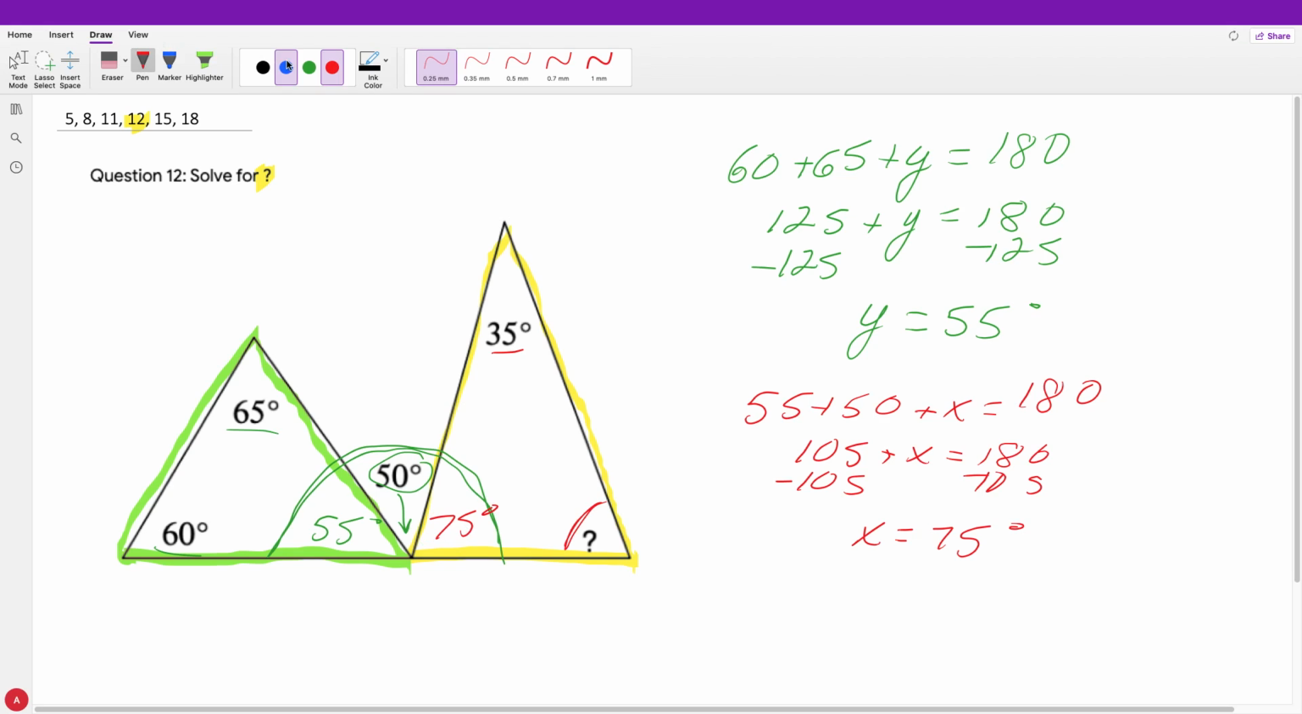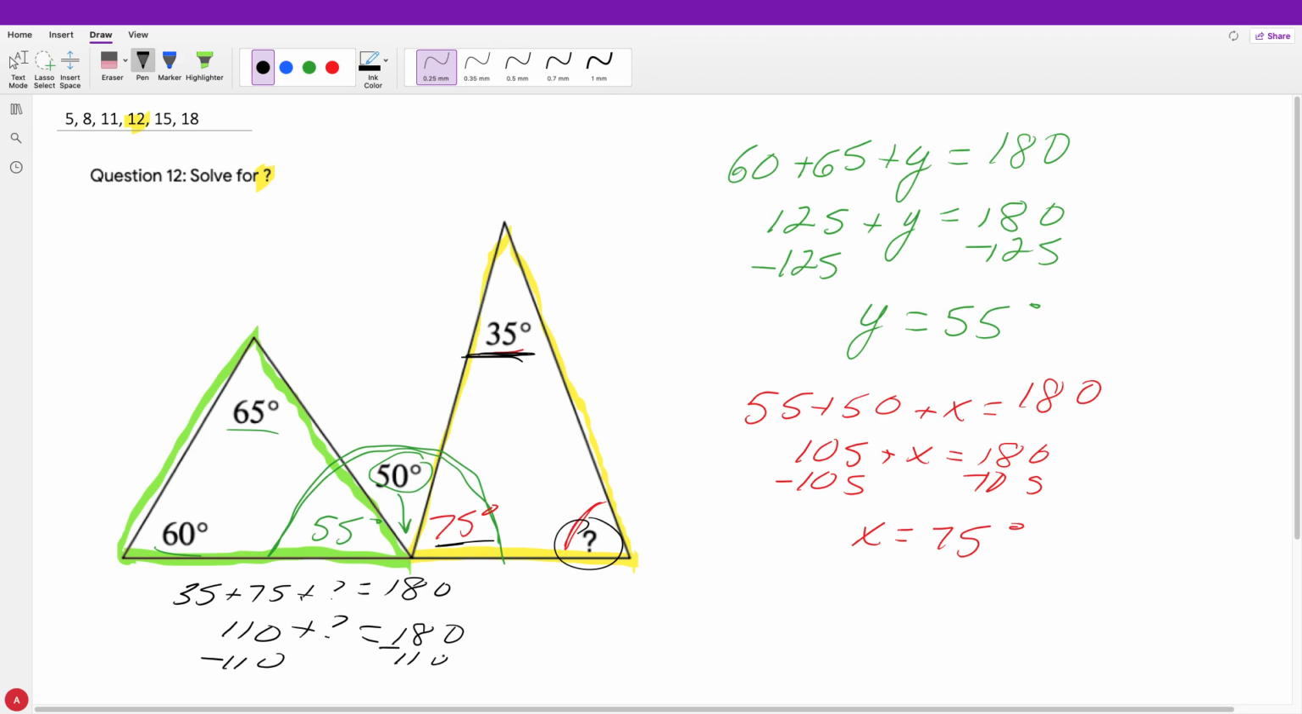So now when I look at this yellow triangle, I'm only down to one unknown, and that's the question mark. I have 35, I have 75, and now I need to solve for my question mark. So I'm going to go ahead and write this here. 35 plus 75 plus the question mark is equal to 180 degrees because that's part of a triangle. So this is 110 plus the question mark is equal to 180. I'll subtract 110 from both sides, and that means our question mark is equal to 70 degrees. So this angle is 70 degrees, and our question mark is also equal to 70 degrees, because there's nothing else being done to it except for just a question mark.